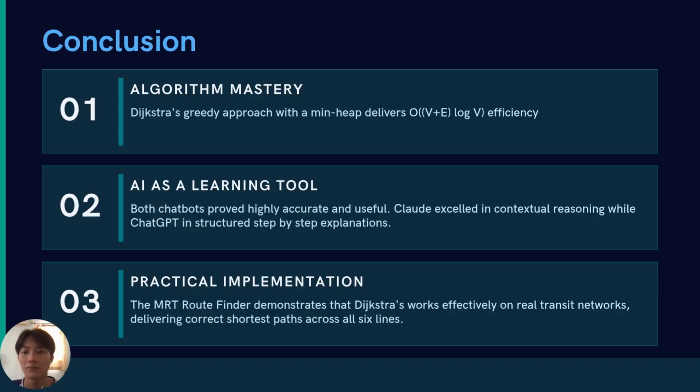So to summarize everything, first, Dijkstra's algorithm with a binary heap delivers O((V plus E) log V) efficiency and remains the industry standard for real-world routing problems. Secondly, both AI chatbots prove highly accurate and genuinely useful as learning tools. Claude excelled in contextual reasoning, and ChatGPT excelled in structured step-by-step explanations. When used together, they complement each other very well. And lastly, the MRT route finder demonstrates that Dijkstra translates effectively to a real transit network, delivering the correct optimal routes across all 6 lines.